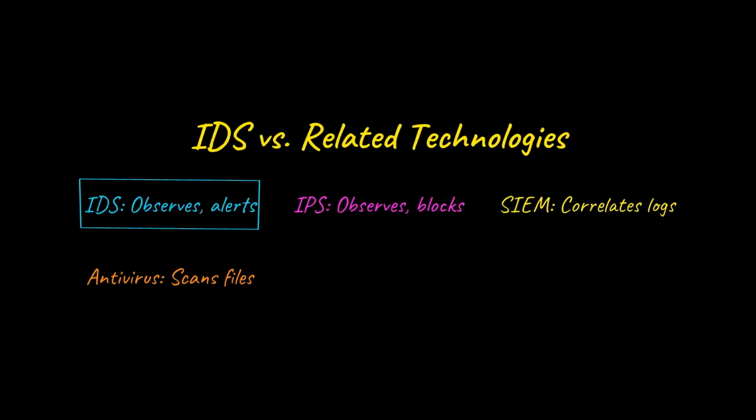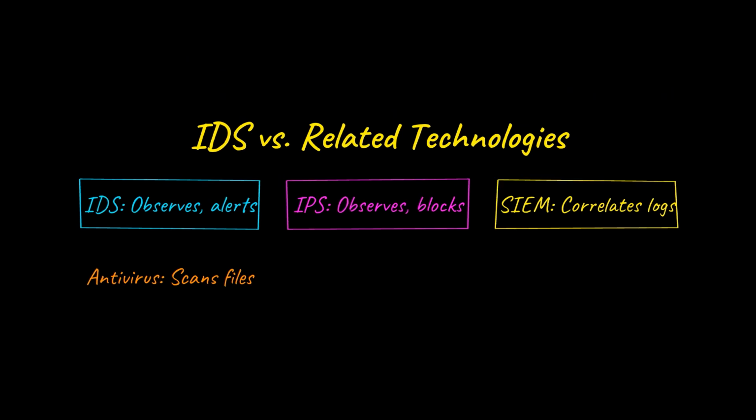Exam writers frequently test the contrast between these four categories. An IDS observes and alerts but never blocks. An IPS shares detection logic but adds active blocking inline. A SIEM collects and correlates logs from many sources, including IDS feeds. Antivirus inspects files on endpoints at a completely different layer.